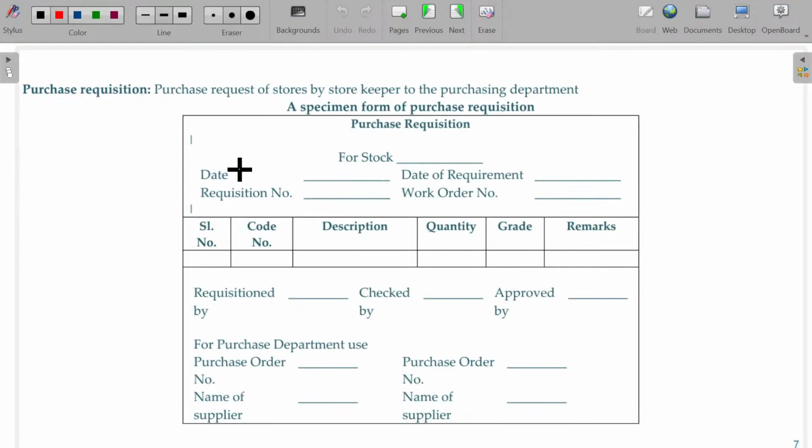Now, purchase requisition. Already explained about the theory. Is that okay? How the bin card and other things are working here.